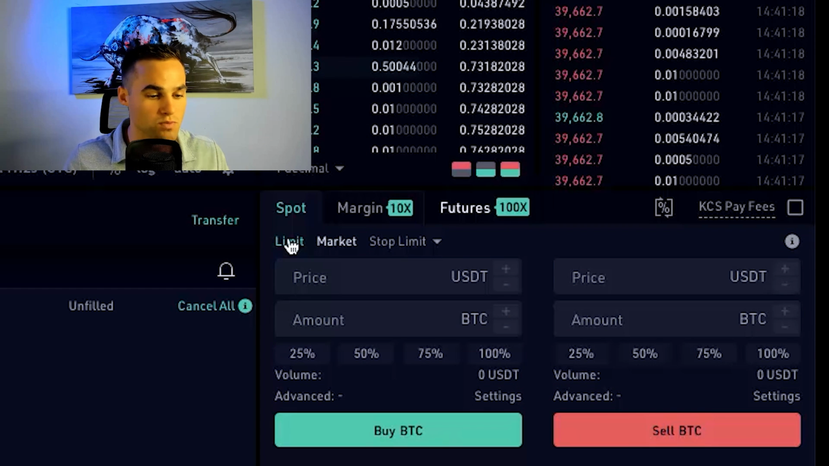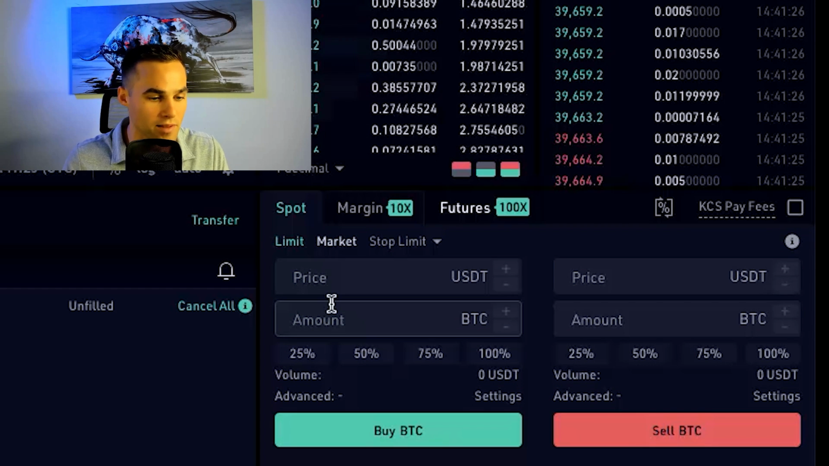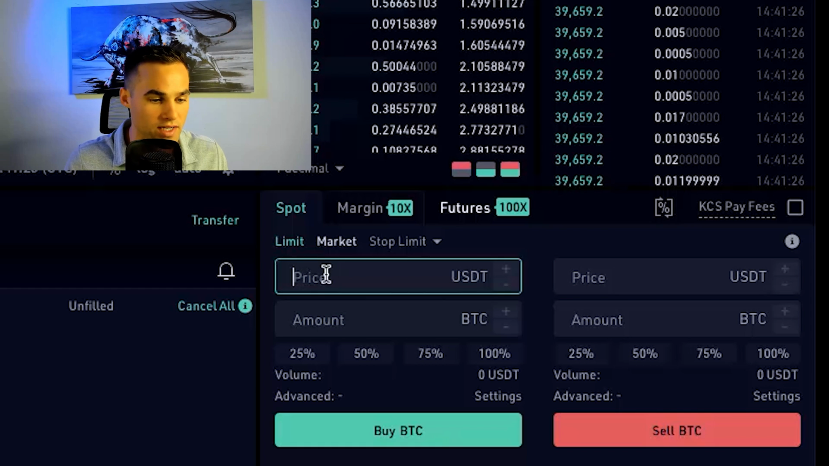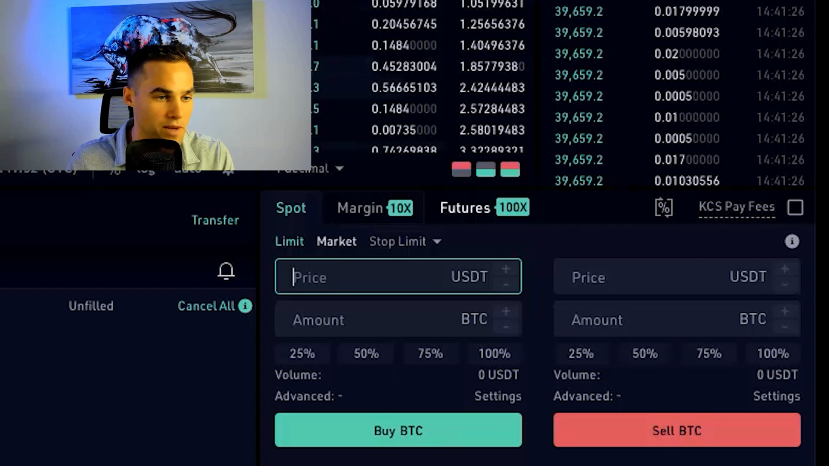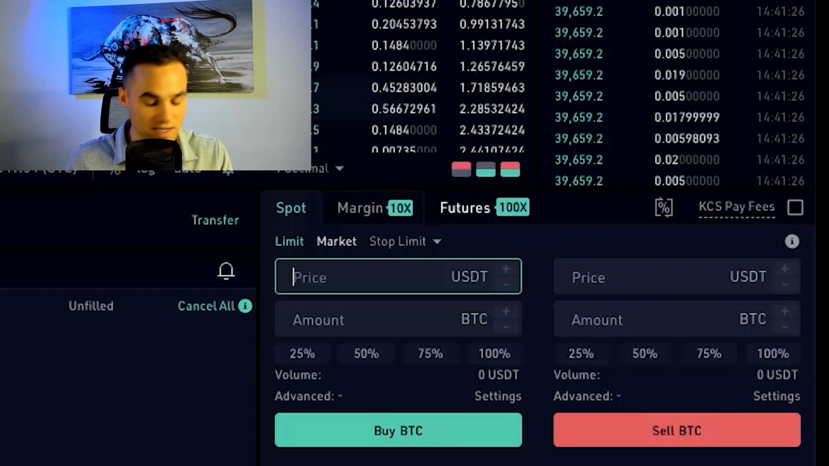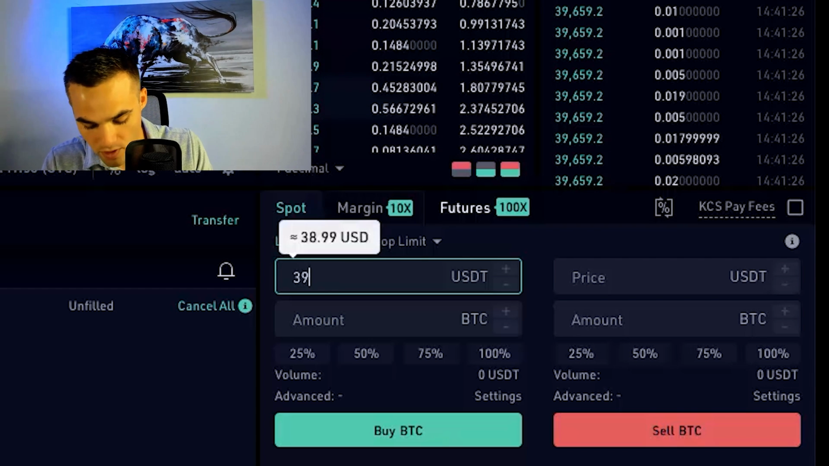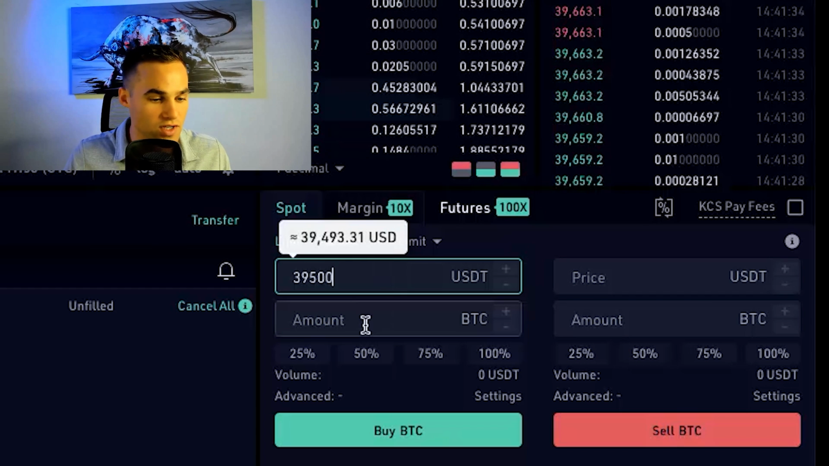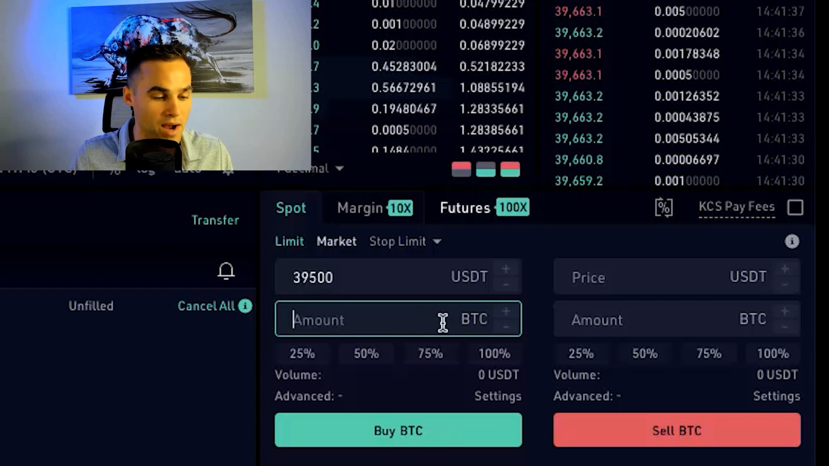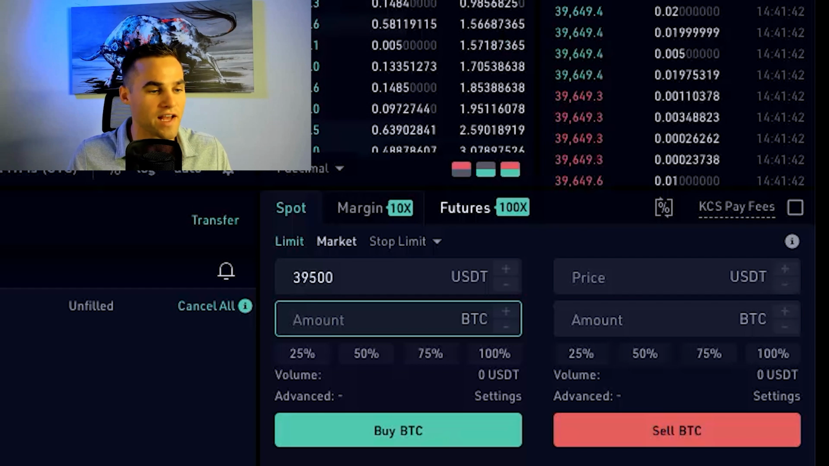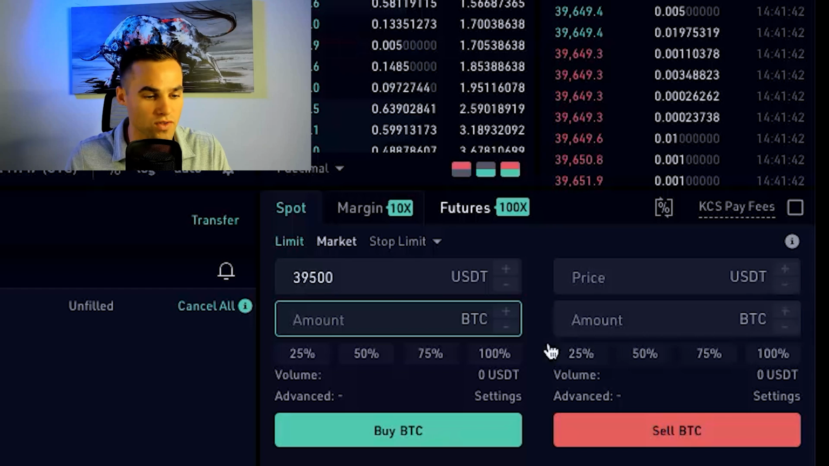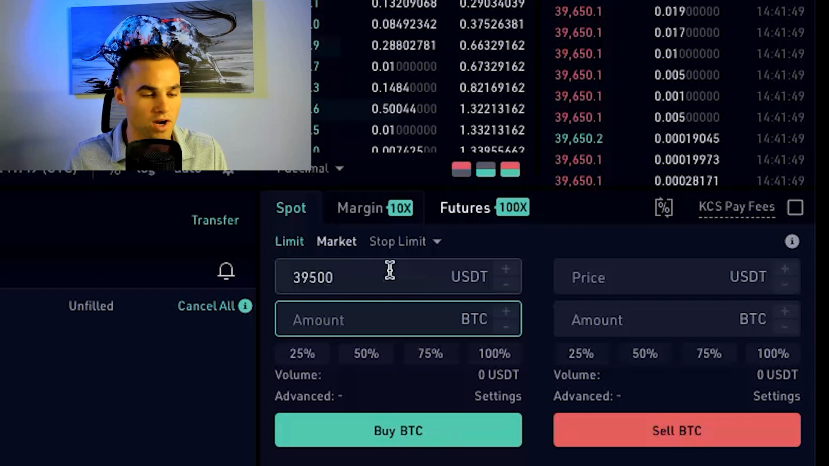Now, the other way, which is more popular, is to actually do a limit order. And essentially what a limit order is, you can say at whatever price that you'd like to get in at. So if you see price is currently 39,660, you could go in and you could put in 39,500, and you could say the amount of BTC that you'd like to buy at this point. And essentially, once price comes down to 39,500, that's when you'll actually enter your order. So these are the two different types of market orders here.